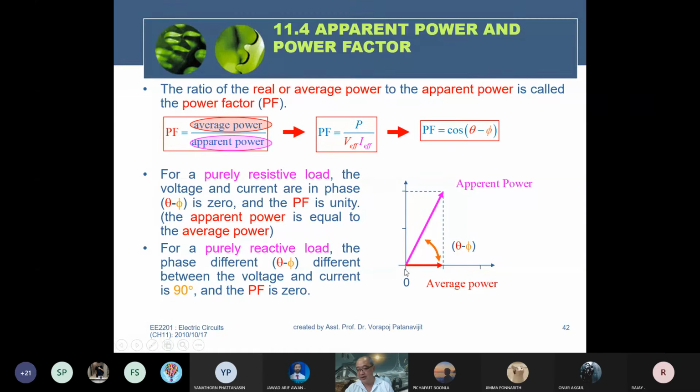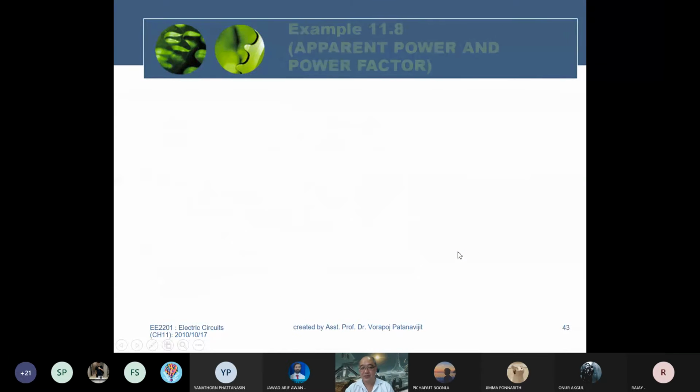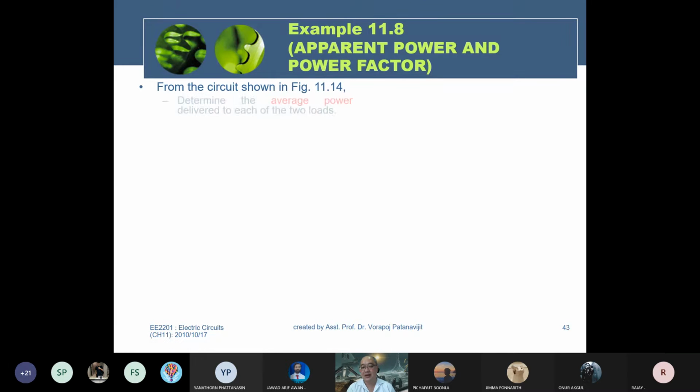If it is on the vertical axis, it means no power that you can consume for real use. But you must pay a lot for the apparent power that is almost in the vertical direction. The idea will be presented in this example.